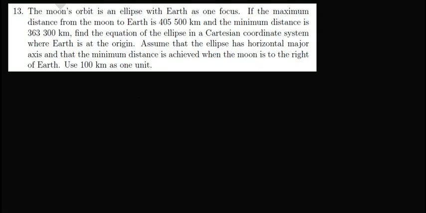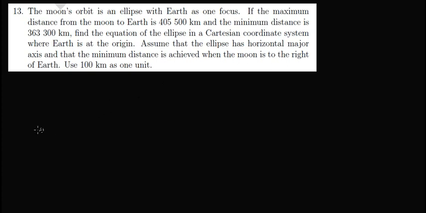The moon's orbit is an ellipse with Earth as one focus. If the maximum distance from the moon to Earth is 405,500 kilometers and the minimum distance is 363,300 kilometers, we're going to find the equation of the ellipse in the Cartesian coordinate system where Earth is at the origin. We will assume that the ellipse has a horizontal major axis and that the minimum distance is achieved when the moon is to the right of Earth. Use 100 kilometers as 1 unit.